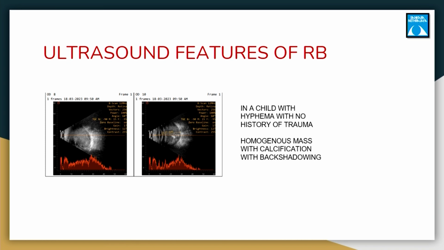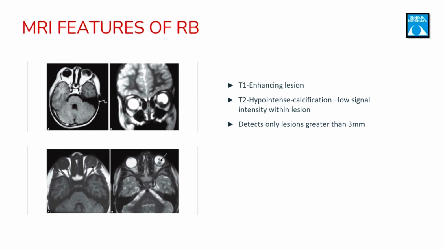Here we see a homogeneous mass with calcification, again with back shadowing. The MRI features of RB: in T1, the lesion shows enhancement, hyperintensity. This is the retinoblastoma. And in T2, we see hypointensity, and within that, more hypointense is the calcification. And again, this is a T1 image where you see a mild hyperintensity, and in T2 we can see the hypointensity.